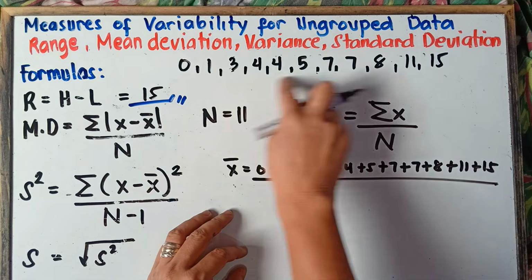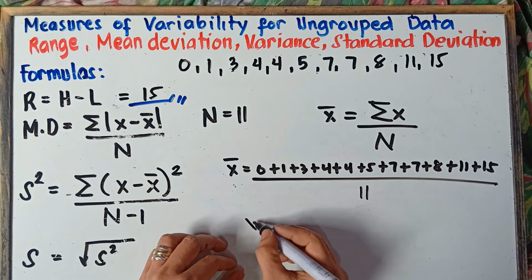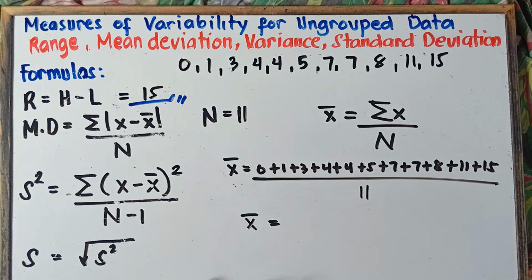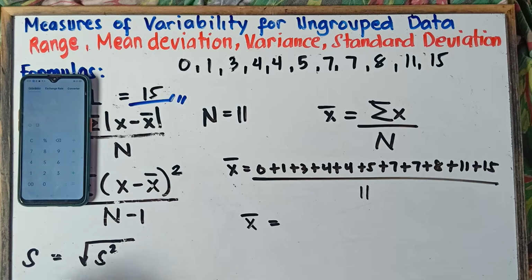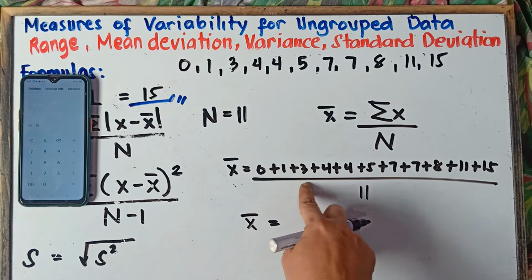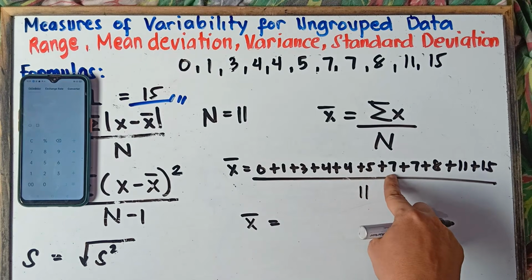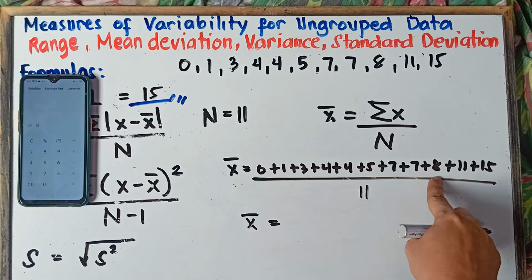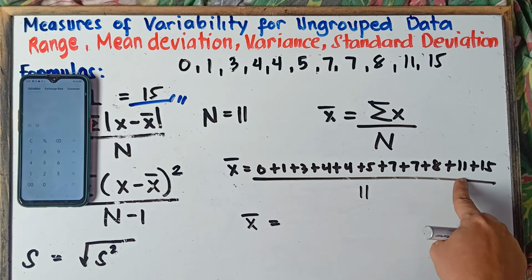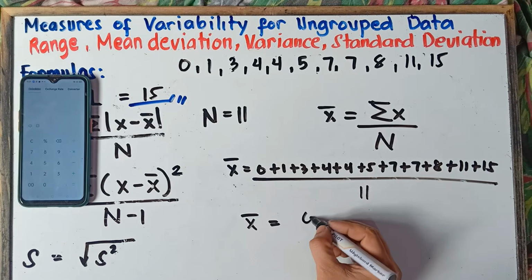All over the total number of samples, there would be 11. Alright, so you can use your calculator or we can add it manually. Let's try. 0 plus 1 is 1, plus 3 is 4, plus 4 is 8, plus 4 is 12, plus 5 is 17, plus 7 is 24, plus 7 is 31, plus 8 is 39, plus 11 is 50, plus 15, that would be 65.